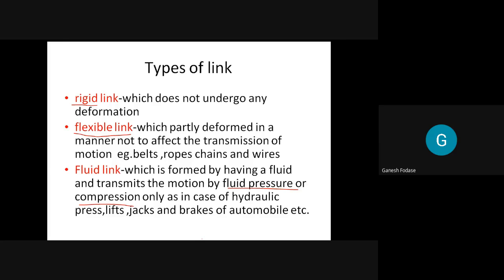Flexible means by nature, like a rope, a belt, a chain or wires, they are flexible in nature. But when they are transmitting their motion, they will act as rigid bodies. Those links are called flexible links, and fluid links mean fluid elements are there. And of course, when there is fluid, it will transmit motion only under pressure or compression, not in any other case. So these are the three examples of links: rigid, flexible, and fluid link.